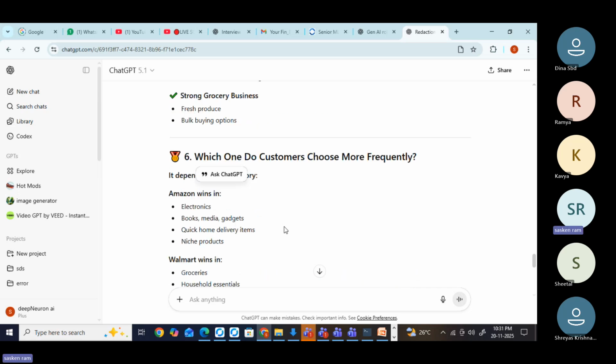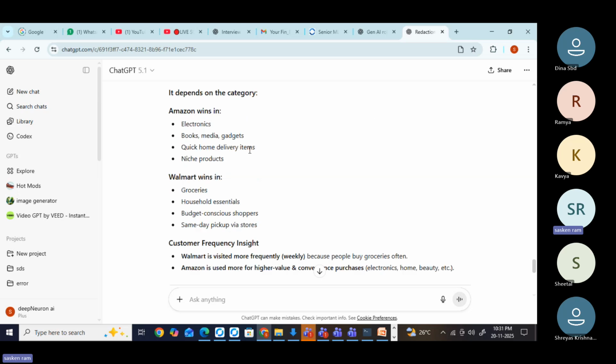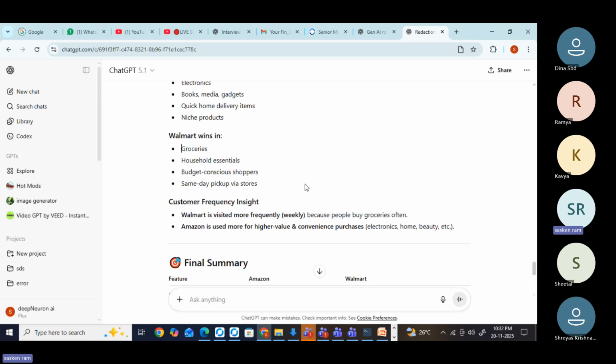Strong grocery business. So which one do customers prefer more frequently? Amazon wins in these categories, Walmart wins in these categories. Okay, so no, we cannot say one is better. This one is great, this one is great. Both of them are good. Okay, Walmart is visited more frequently because people buy groceries often. Yeah, for that purpose you need to go. Correct.